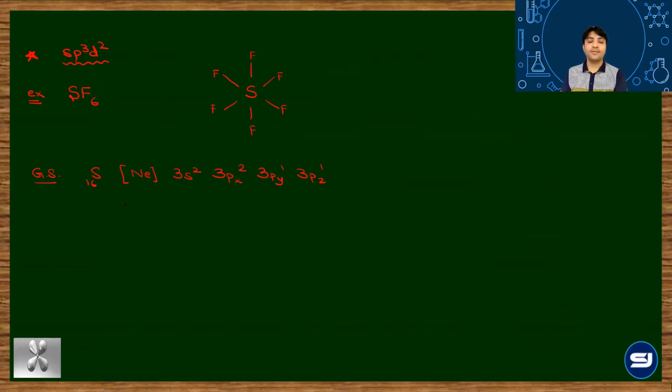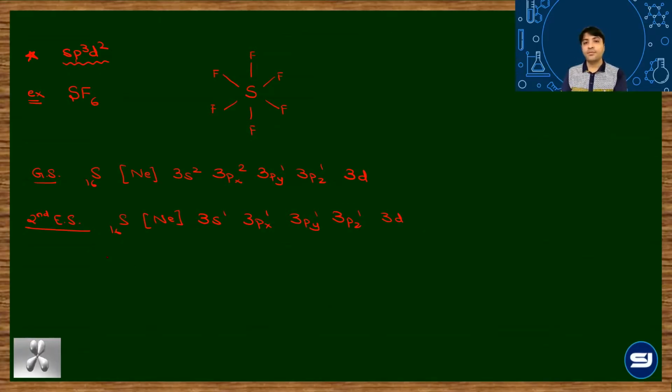So how many excitations are required to justify the hexavalency? Two. So the first excited state will be from px, the electron jumping into the 3d, and the second excitation will be from the 3s jumping into 3d. So I am finally writing the second excited state, which will appear as sulfur 16, neon inert gas, 3s1, 3px1, 3py1, 3pz1, and 3d2. Now, to write 3d2, I need to enter the electrons into 3d orbitals.